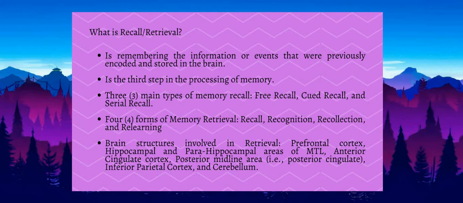Second, cued recall. This is the retrieval of memory with the help of environmental cues. So such cues now are often semantic. And lastly, we have the serial recall. This is the recalling of items in order in which they were presented. So remembering your cell phone number or telephone number is a good example of serial recall.